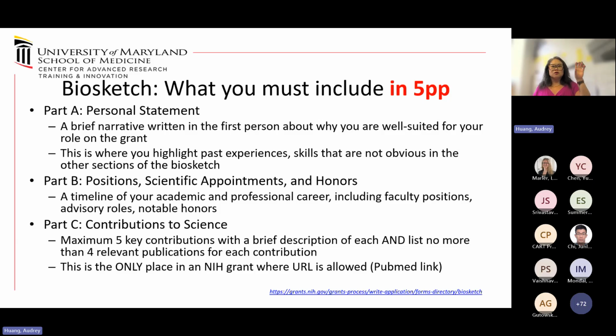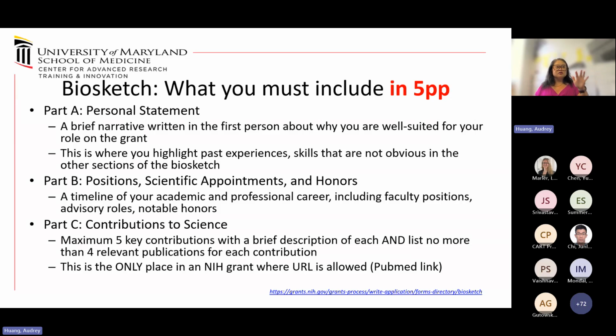This is also where you can highlight experiences and skills that aren't obvious in the rest of the BioSketch. So the personal statement part is very important and really needs to align well with the whole purpose of the grant. It needs to show that you're the right expert, you have the right interests, and then everybody else who's part of the grant also needs to submit their BioSketch, and they also need to have relevant and focused expertise toward the goal of this grant.